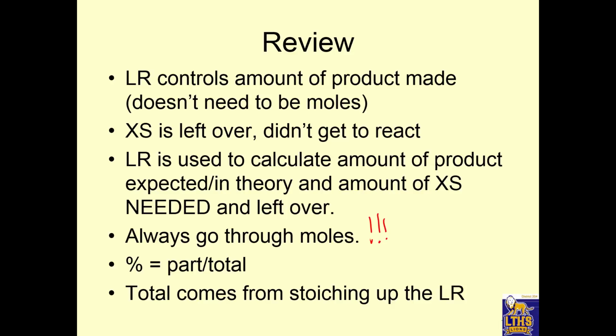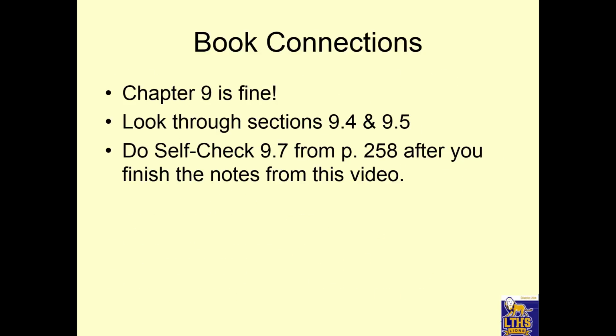Okay, three exclamation points. Percent equals part over total, which is going to be actual yield over theoretical yield for us, times 100. And the total comes from stoichiometry with the limiting reactant. All right, this had to be shorter than the last two. Try a practice problem from the book, and we will practice until we get it.